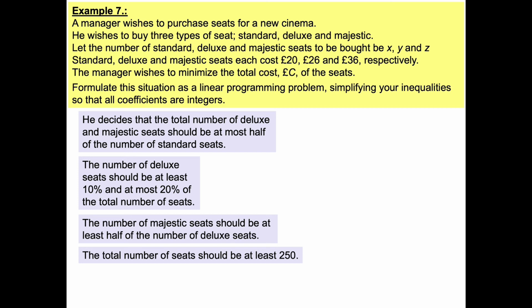So he decides that the total number of deluxe and majestic seats should be at most half of the number of the standard seats, which, if you write it, gives you that y plus z must be less than or equal to x over 2, because the sum of them must be at most half of the standard seats, which is x. When you simplify it, because the requirement was to write the constraints with integer coefficients, you will get 2y plus 2z is less than or equal to x.